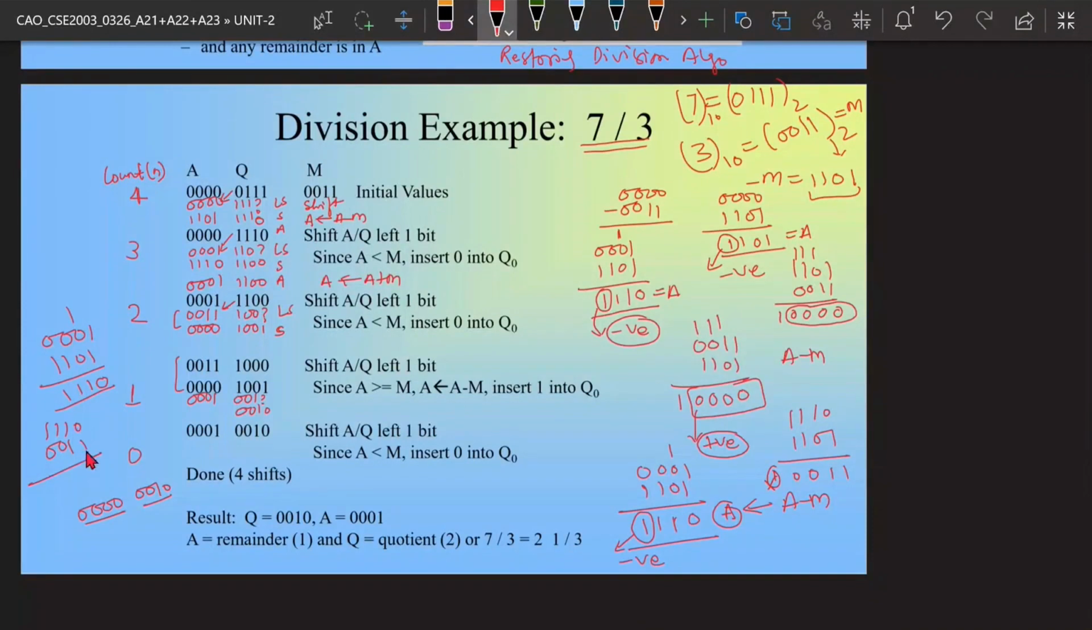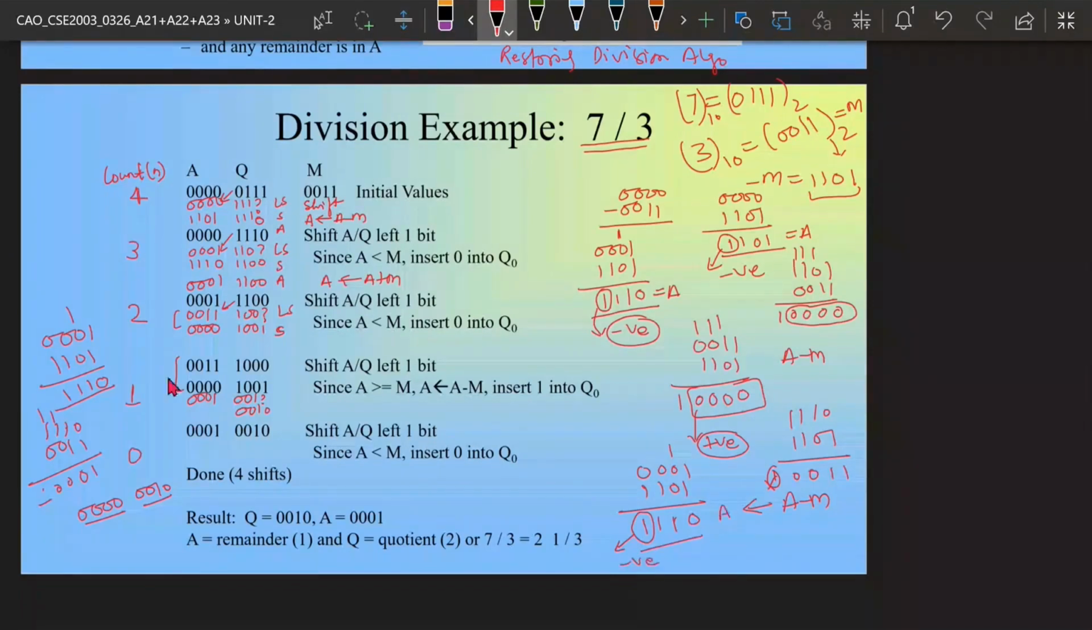1 and 1 is 0 with the carry. 1 and 1 is 0 with the carry. 1 and 1 is 0 with the carry. Okay, so actually, instead of adding M at the second stage, we have added minus M. That's why there is an error. Up to here, that is okay. That is a negative number.